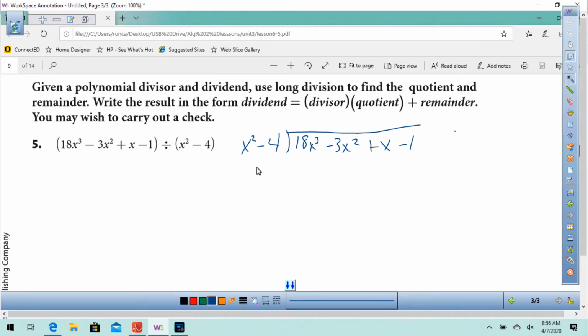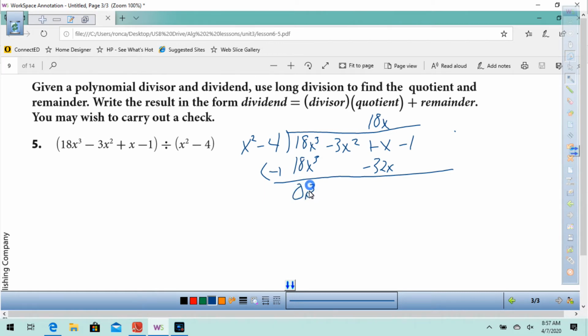Okay, so how do we get this party started? We want this to look like that. So we're going to have to multiply it by 18x. 18x times x squared would be 18x cubed. 18x times minus 4 is minus 72x. Okay, and we're going to subtract the second line from the first line. So that's going to be 0x cubed. We're going to bring this down, minus 3x squared. And now we have x minus negative 72x, so it's going to be plus 73x. And then we'll bring the negative 1 down. Since that's a 0, we don't really need that.